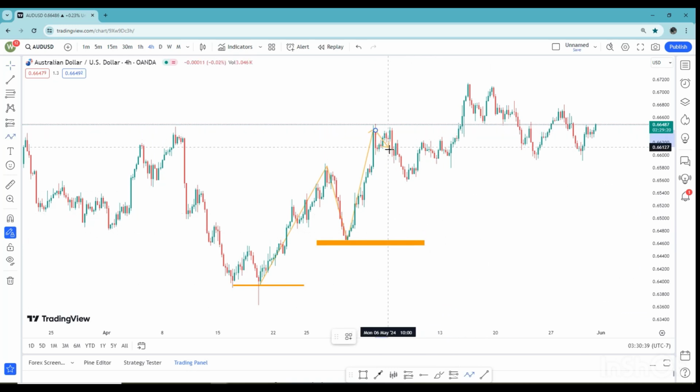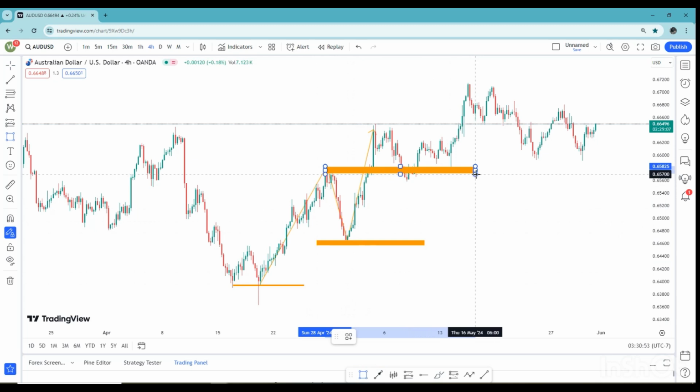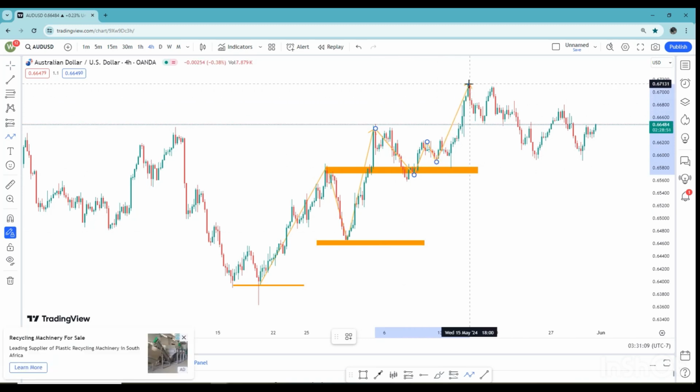You can see after this point, this area, we had some zone around this area right here. This is the zone that we had. The market came back to the zone and gave us the pullback to the zone as well. After that, we got continuation on the uptrend. After that, we got this movement, and the market went to this point, and the market went to this point, and currently the market is at this point.